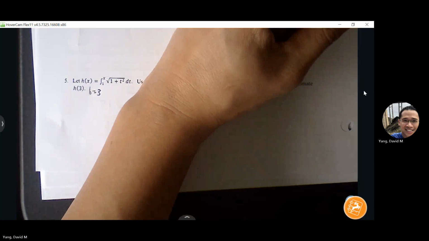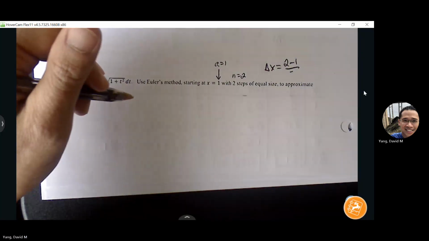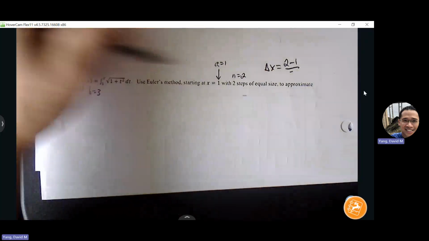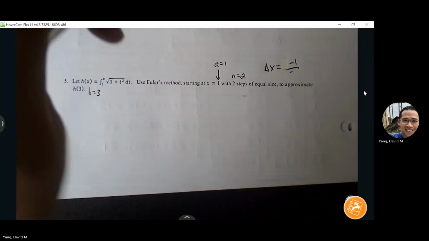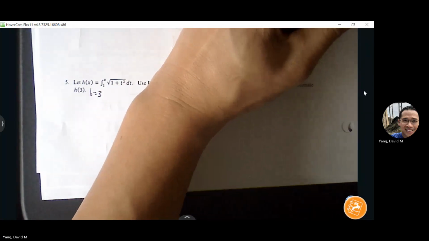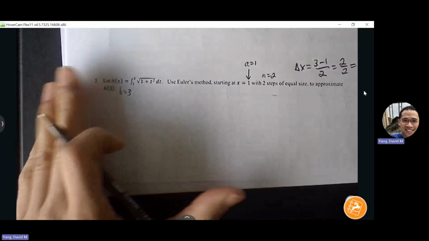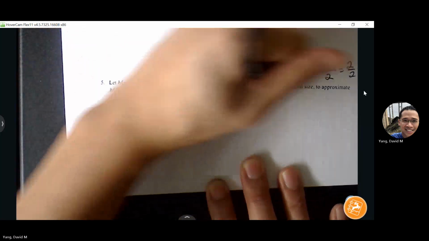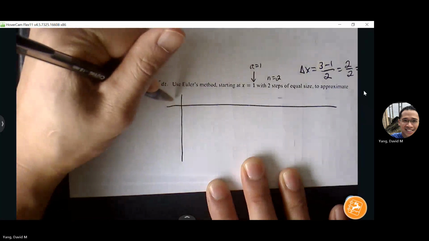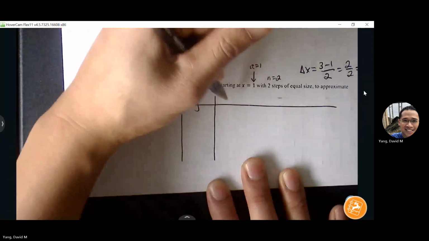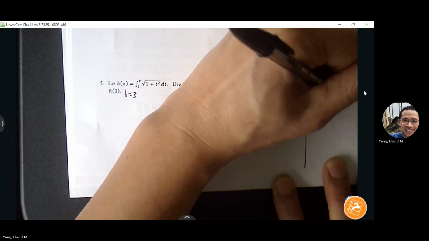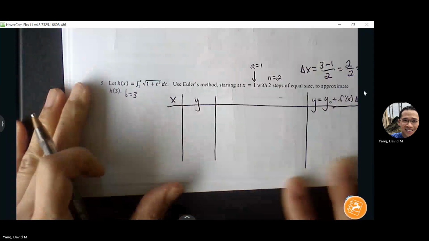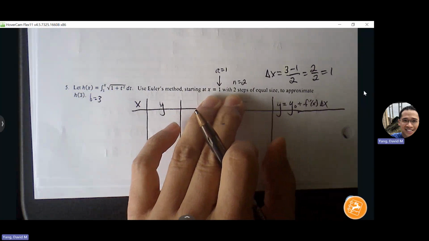Okay, delta x, b minus a over n. I'm sorry, 3, my bad, 3 minus 1. Okay, so my step size is just 1. Okay, so I'm starting at 1.